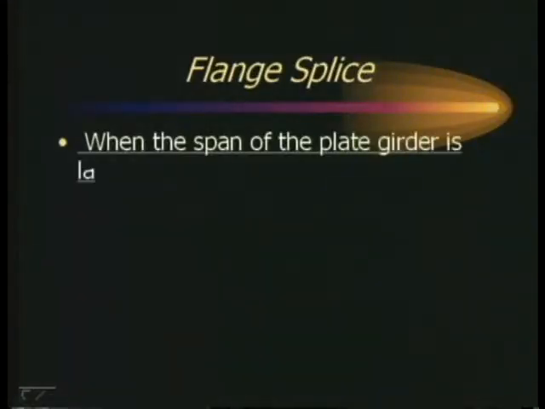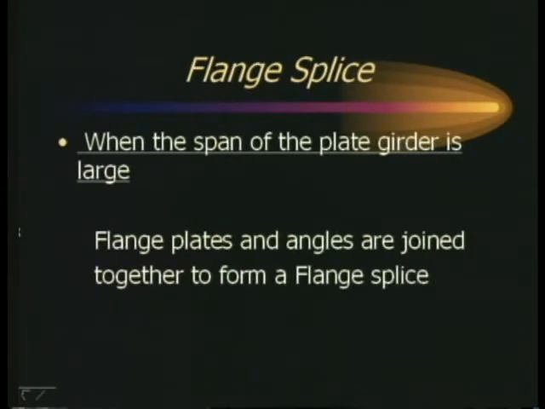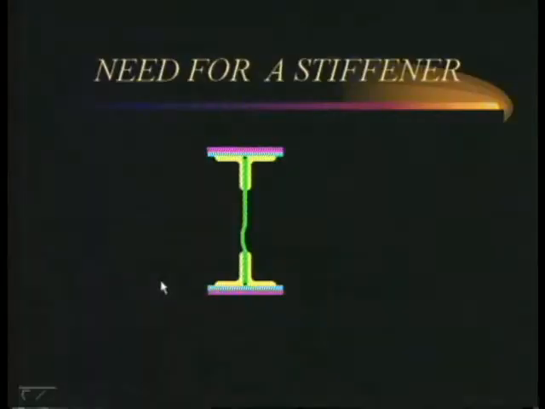And now you know about the flange splice. When the span of the plate girder is large, then the flange plates and angles are joined together to form a flange splice. Now, shall we see what a stiffener is?